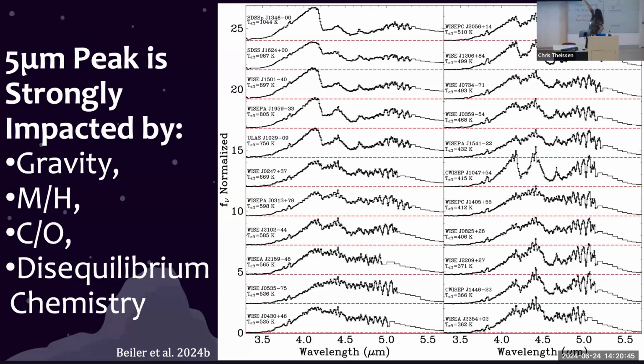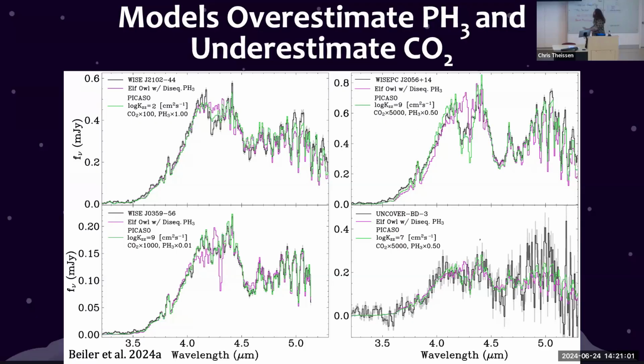So we have objects like 1047 with this whoppingly deep CO2 and CO. We also have objects like 0535, which have basically no absorption in CO2 and CO. So there's a lot of diversity here. And that means there's a lot of physics and chemistry for us to entangle in this region of the spectrum. And one way we've started going after that is by looking at how models fit to these spectra.